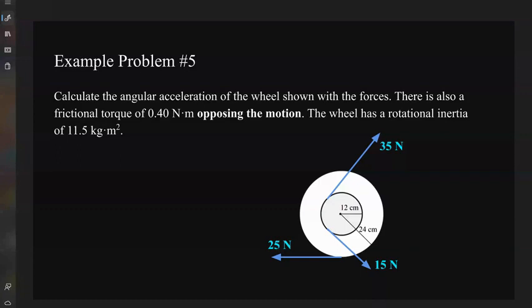There's also a frictional torque. Ooh, frictional torque. We haven't had one of those yet. Opposing the motion. Wheel has rotational inertia. Oh, so I just give you I right there, so you don't even have to calculate it.